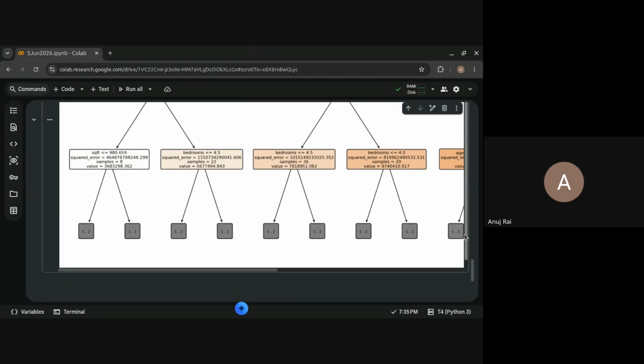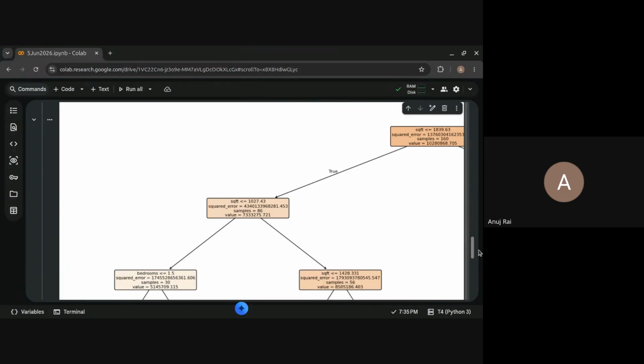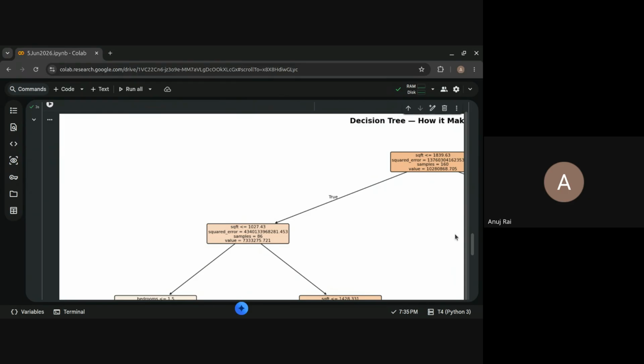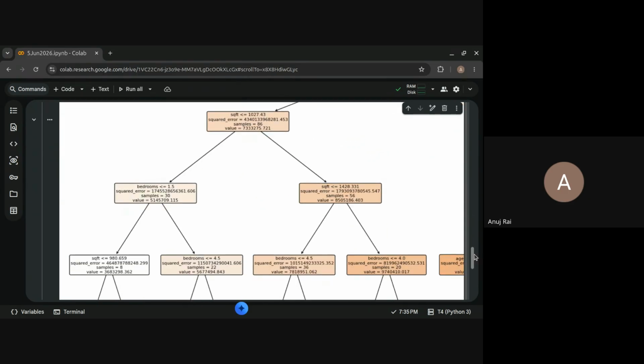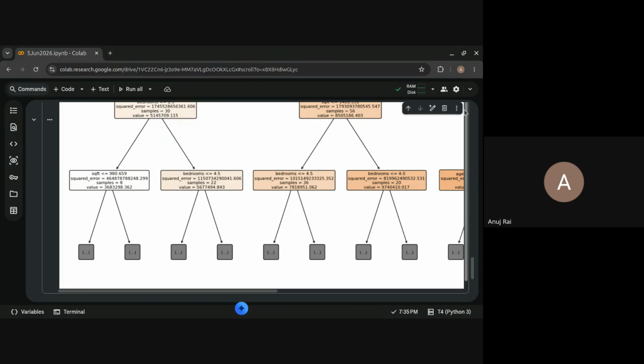So here, based on the data, it tries to find the pattern in it, and based on the flow, at the end it reaches its predicted price.